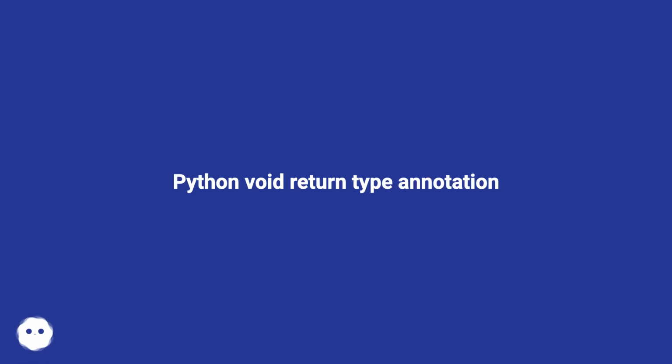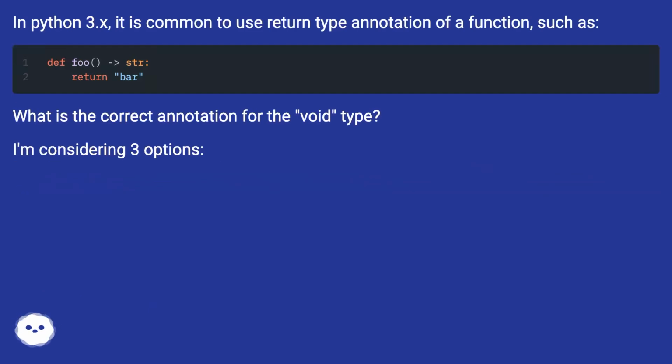Python void return type annotation. In Python 3.x, it is common to use return type annotation of a function. What is the correct annotation for the void type?